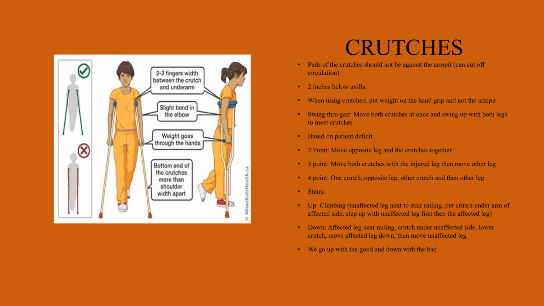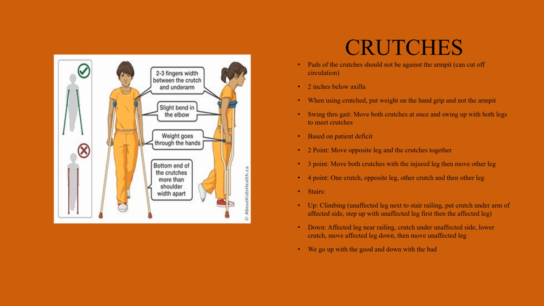We have crutches. So just know that the pads of the crutches should not be against the armpit. It can cut off circulation. It needs to be actually 2 inches below the armpit. So when the patient uses crutches, they actually put the weight on their hands and not the armpit. There are different gaits you can use with crutches. The swing through gait: they move both crutches at once and swing up with both legs to meet the crutches. Okay, the 2-point: they move the opposite leg and the crutches together.